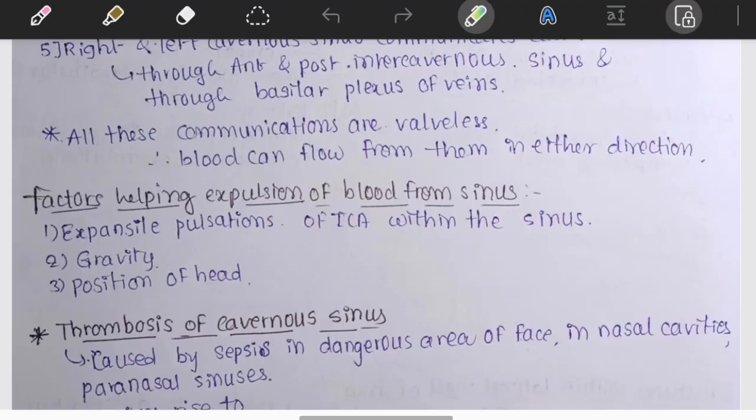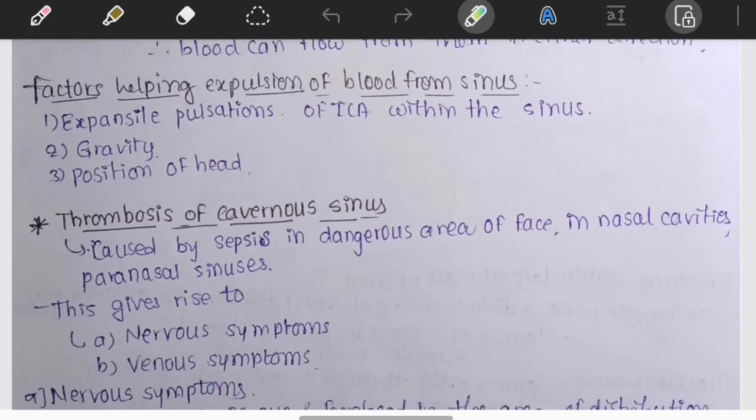The second one is gravity. When you are sitting or standing, gravity assists the venous drainage. The third one is the position of the head. Changing the position of the head also influences venous outflow. Simple concept but commonly asked in viva. Next we will see what cavernous sinus thrombosis is.